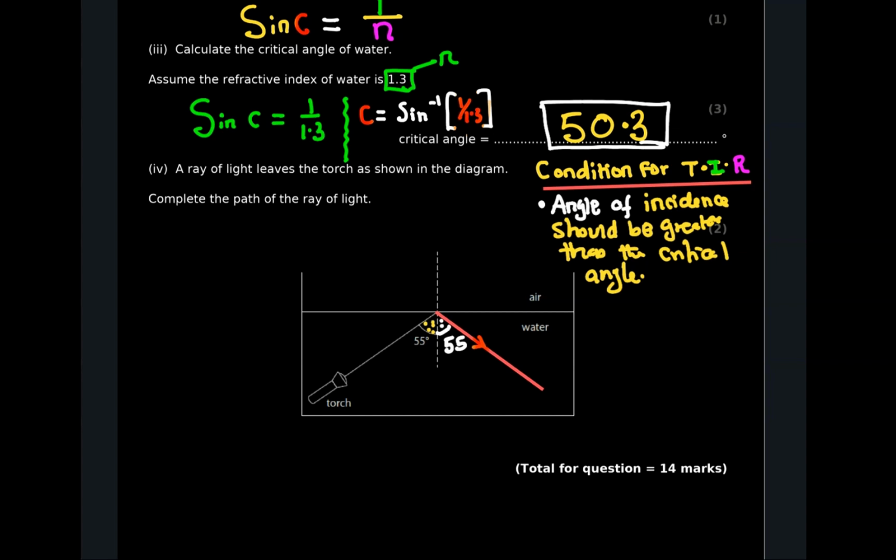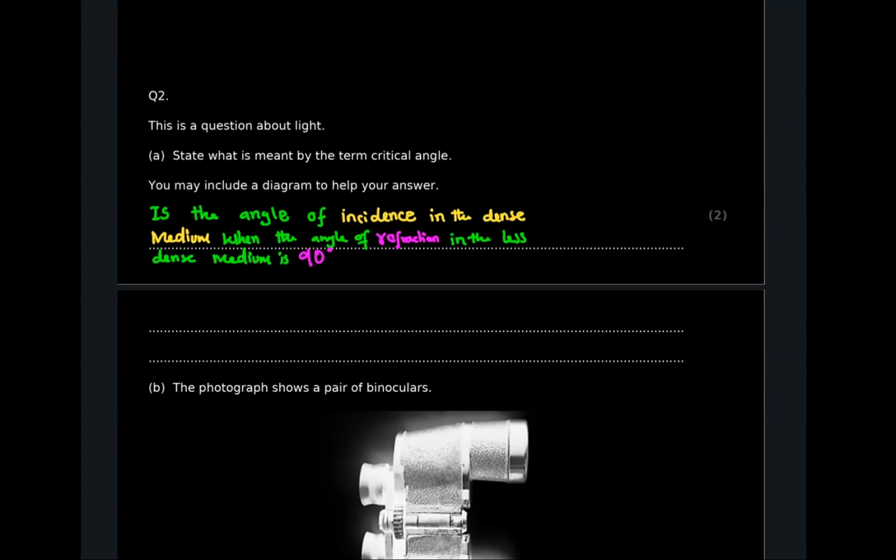Back to the main agenda of this video, we need to go down and look at this question. Here also you are supposed to define and state the term critical angle, and we already say that is the angle of incidence in the dense medium when the angle of refraction in the less dense medium is 90 degrees. And you can even draw a diagram, maybe a diagram using a semicircular glass block.